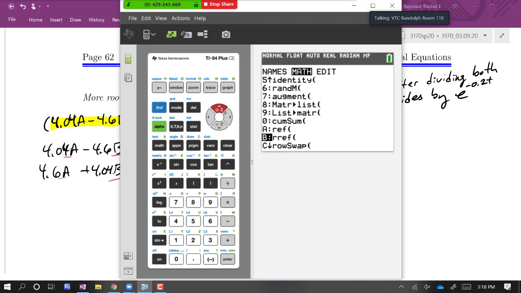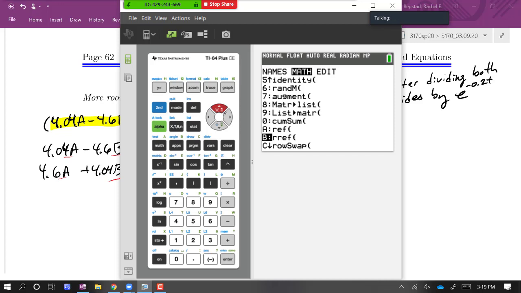There's an option called RREF, which stands for Reduced Row Echelon Form. And Reduced Row Echelon Form is a long way of saying, show me what the answer is. Once we run this on the matrix, we'll just know exactly what the solutions are.